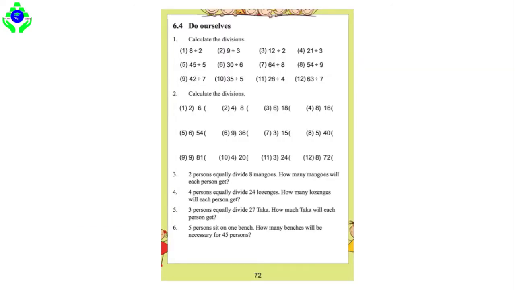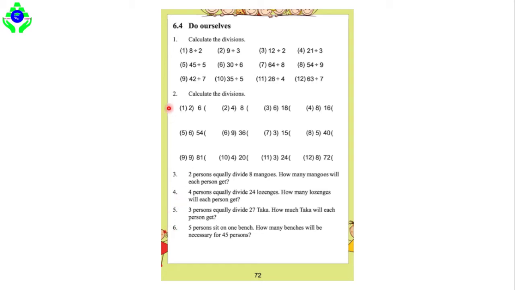You can see it is page number 72 of your Elementary Mathematics textbook, where we can see 6 different types of questions. Question number 1 and question number 2 are almost similar, and the title of this question is Calculate the Divisions. Questions 3, 4, 5 and 6 are a little bit more difficult than the first two. So in this class we will try to solve all the questions mentioned on this page. Let's get started.